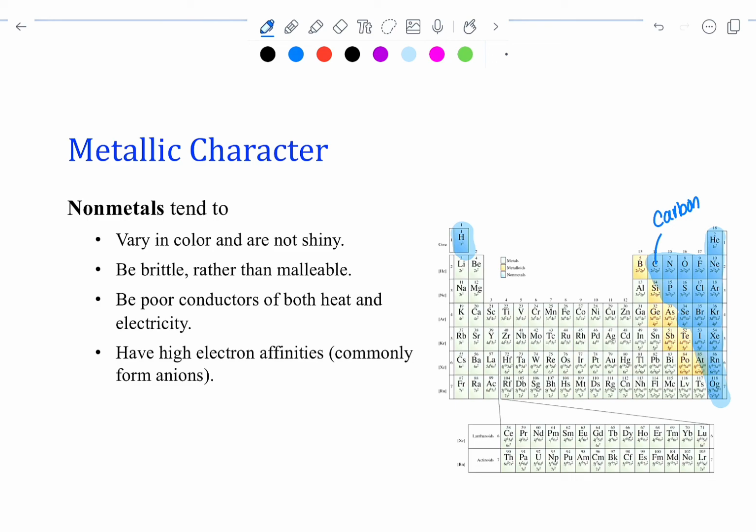They're also poor conductors of heat and electricity. Obviously, there are some exceptions to that, like carbon. And they also have very high electron affinities. So they want to form anions, so they want to take on electrons.